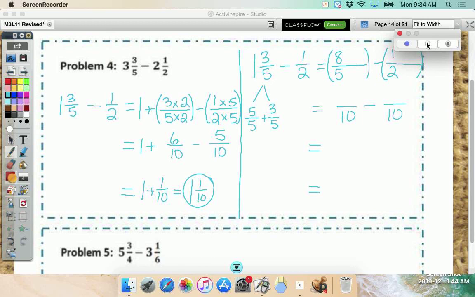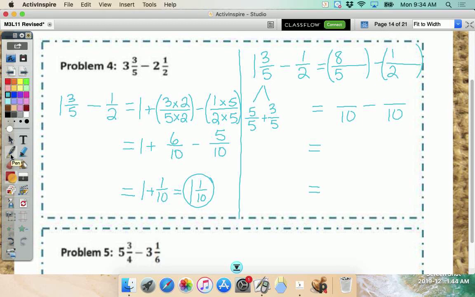Okay, so I want to take a look at this. 8 fifths times what? 2. And 1/2 times? 5. So I've got 11. 11 tenths, which is still an improper fraction. So that means decompose it. And I'm pretty sure that's the answer I got on the first method.